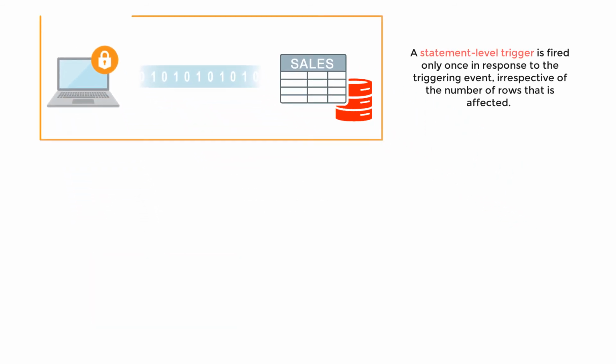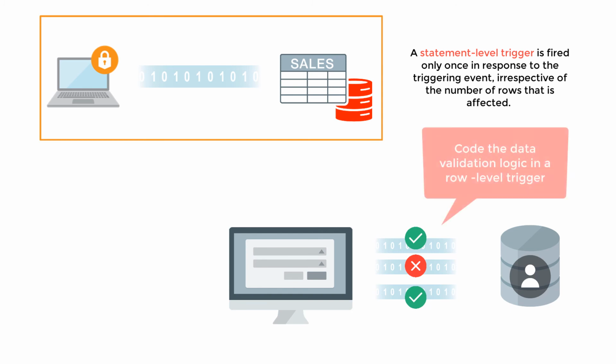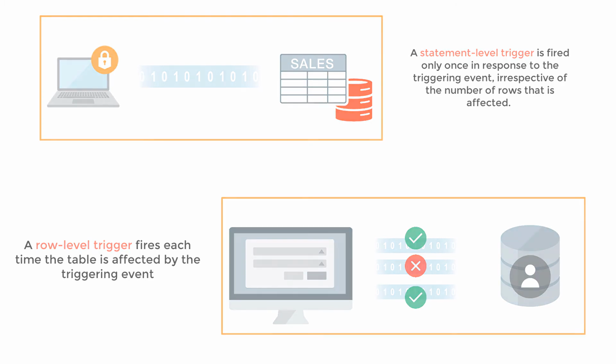But imagine another case where you create a trigger that validates the data being updated into a table in the database. It is very clear that you want this trigger to get fired for every record being updated. In this case, you need another type of trigger called row level trigger. A row level trigger fires each time the table is affected by the triggering event. You will learn how to create, compile, and test triggers in the upcoming video.